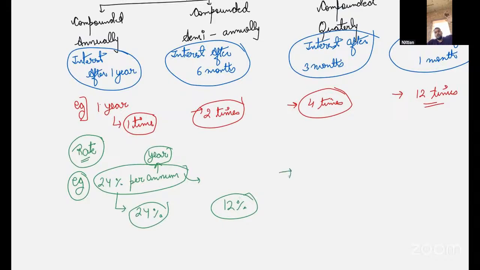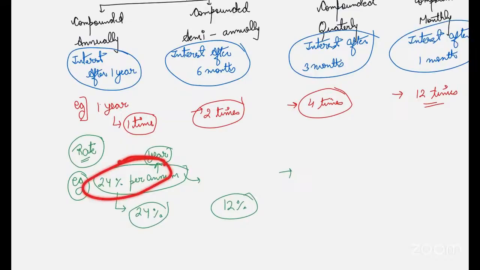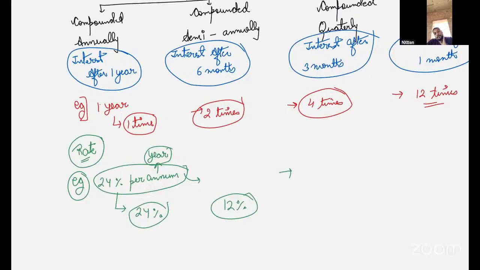Like 24% was per annum. Now we are calculating quarterly. So for quarterly, what rate will it become? The six. Yes, 6. Bethia, can you tell me why?